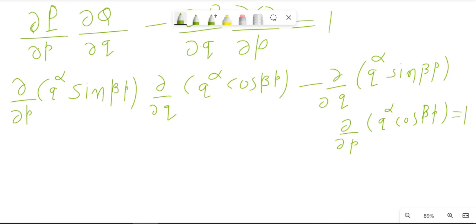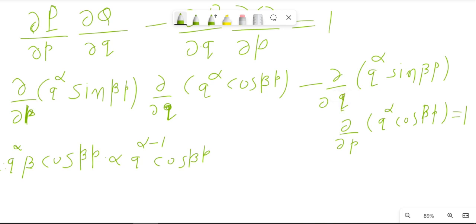So we will get, by differentiating first of all with respect to p, q raised to alpha will be constant. So q raised to alpha as it is, sin is differentiated as cos, using the chain rule also, we get beta cos beta p into, now differentiate with respect to small q, you will get alpha q raised to alpha minus 1 and cos beta p as it is, since p is independent of q.